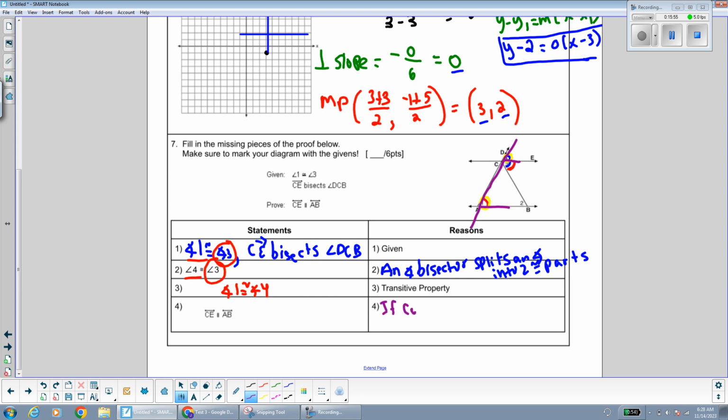If corresponding angles are congruent, lines cut by a transversal are parallel.